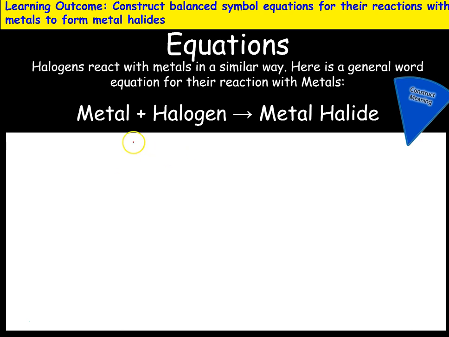So just a couple of examples of this. Any metal with a halogen will give us a metal halide. One example would be sodium as a metal plus chlorine as a gas. As I put the state symbols, sodium would be a solid, chlorine would be a gas, and then I will form sodium, which is +1, and chlorine, which is -1. So the formula of sodium chloride is just NaCl.